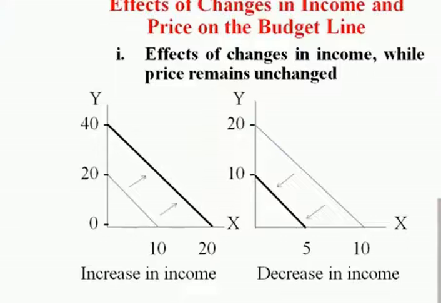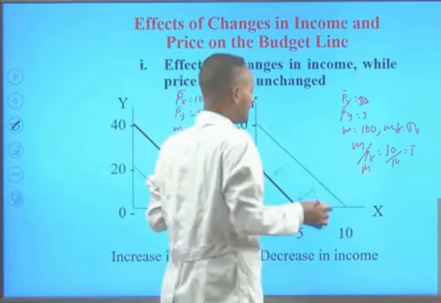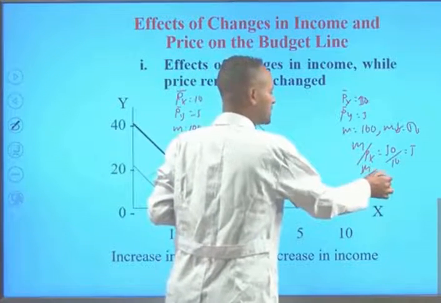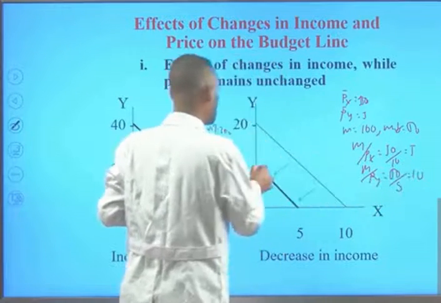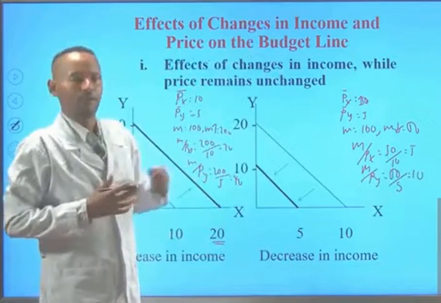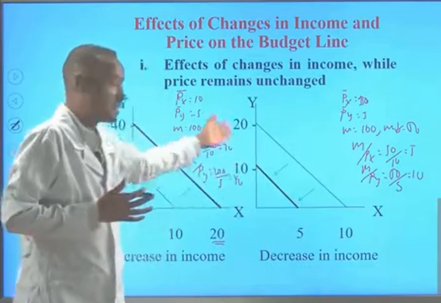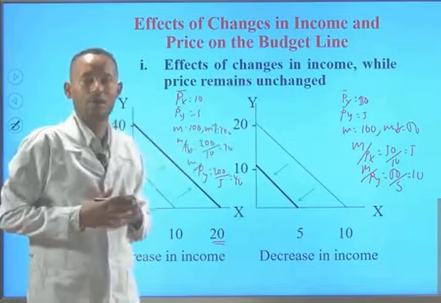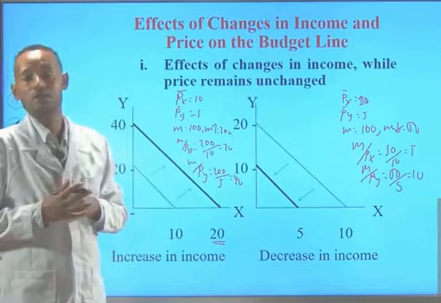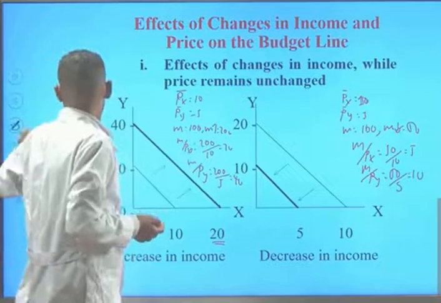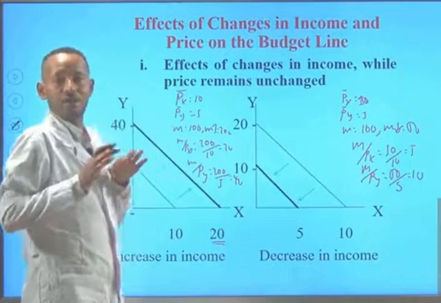And this is the horizontal intercept of the new budget line. Then there is also another change, the vertical intercept of the new budget line, which is M over price of Y, which is 50 divided by price of commodity Y, which is 5, and this will give you 10. This is the vertical intercept of the new budget line. By joining the vertical and horizontal intercepts of the new budget line, we can construct the new budget line. So with decline in income of consumer, the budget line will shift inward, indicating that it allows a consumer to buy less amount of a commodity. Now, we have seen the effects of changes in income while the price of the two goods remains unchanged.